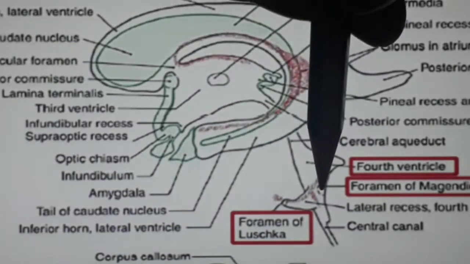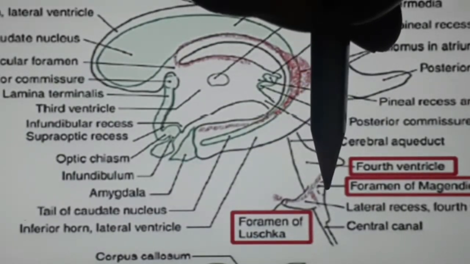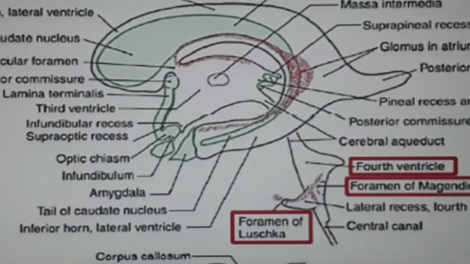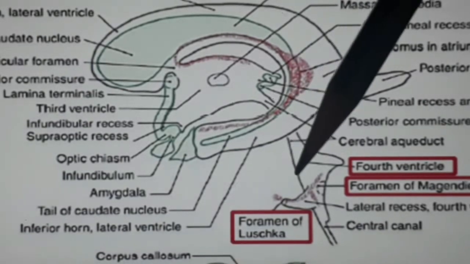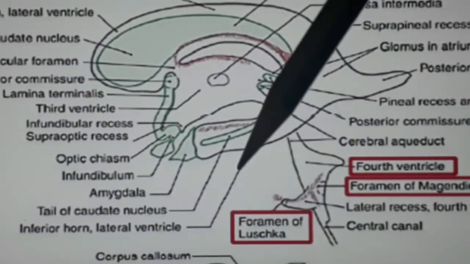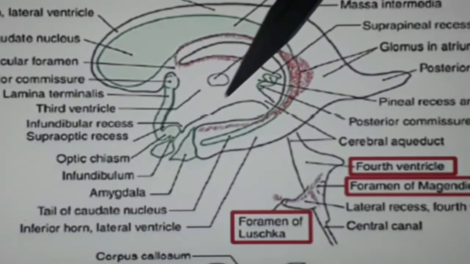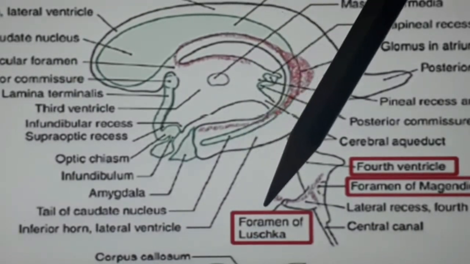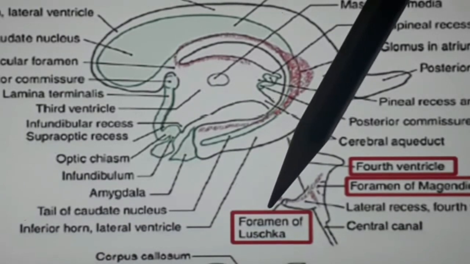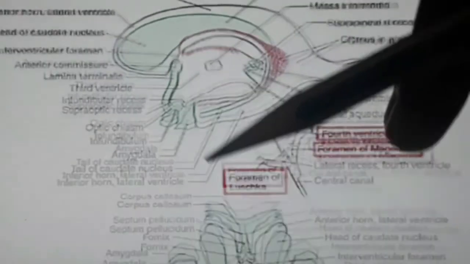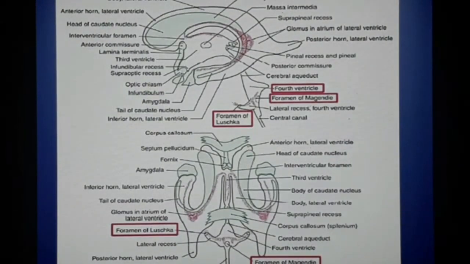The median dorsal recess via the foramen of Magendie will extend till the white matter of the cerebellum. The lateral recess on either side via the foramen of Luschka will extend laterally between the inferior cerebellar peduncle and the flocculus of the cerebellum. Again this foramen of Luschka will lead to the subarachnoid space. Then if you see, there is a lateral dorsal recess present which will extend on each side of the median recess above the inferior medullary velum.